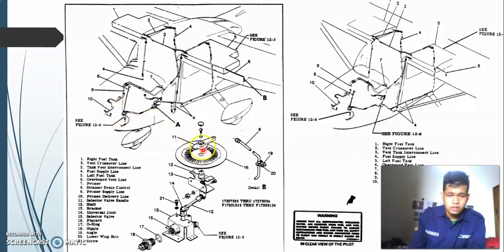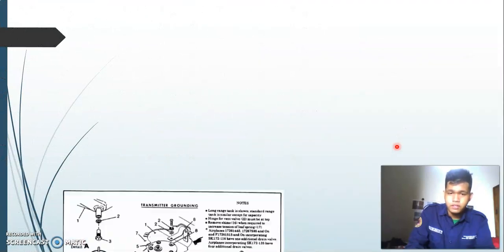Go to the selector valve handle, shaft, bracket, universal joint, selector valve, placard, O-ring, nipple, angle, and move to the lower wing skin. And the last description is a screw. Here it's the same as the right. So this is the description, step by step, of what you need to do for removal and installation if you want to do some maintenance on the fuel tank system. So we move to the next page.